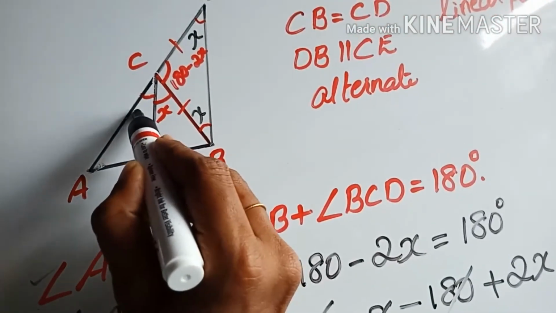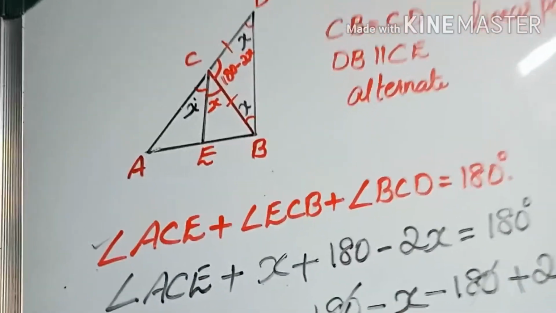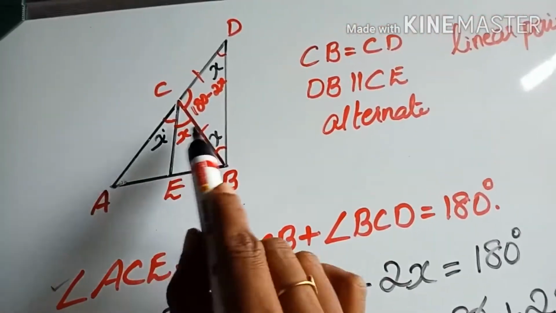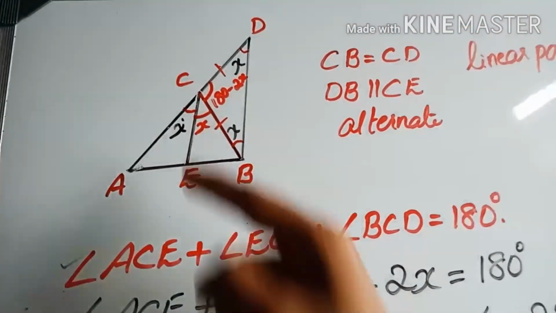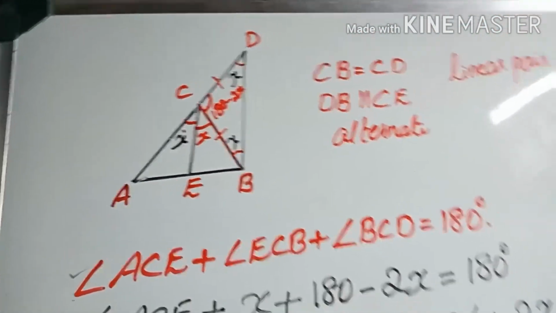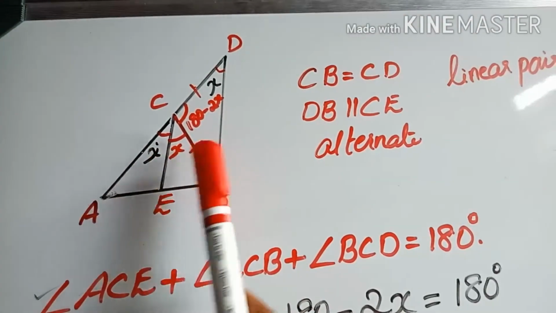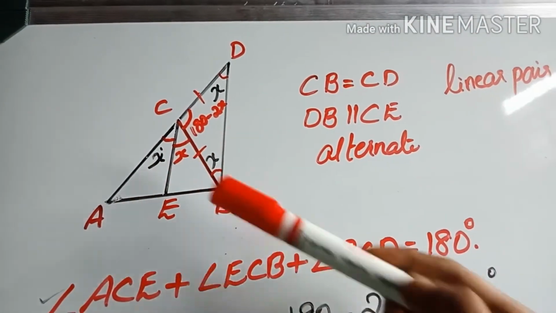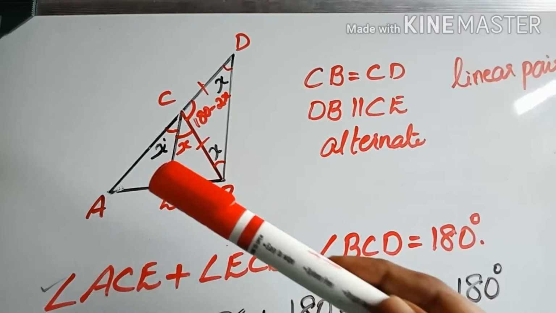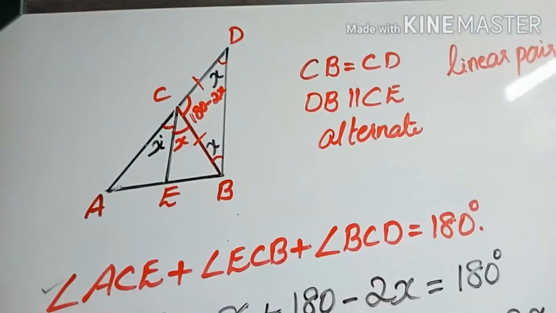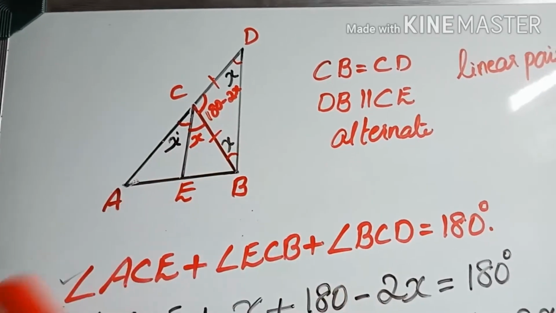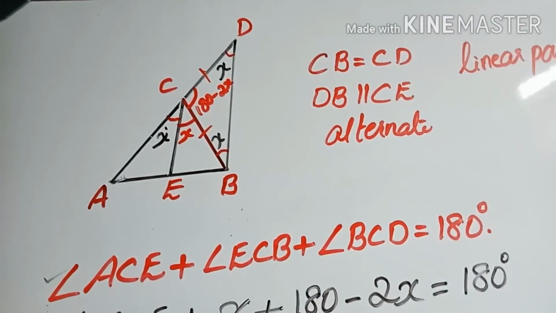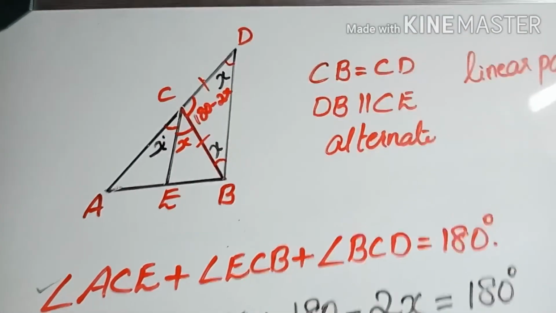This angle also we got as x degrees. What do you mean by this? Both the angles are x degrees. So two angles of x degrees means this CE divides these two angles into equal angles. That means this CE is the bisector of angle ACB. That is what we needed to prove here. So we proved that CE bisects angle ACB. This is the first sub question answer.